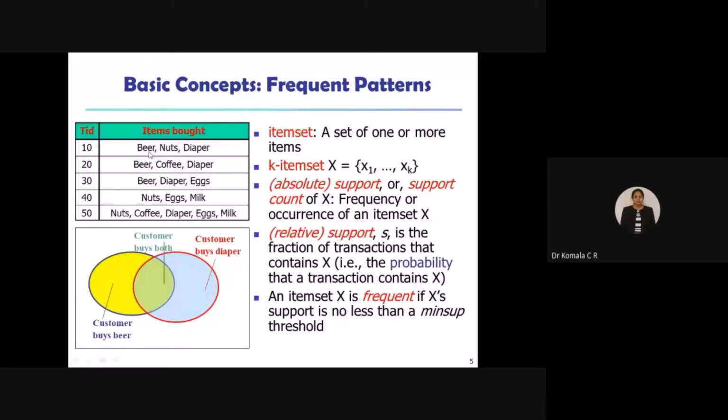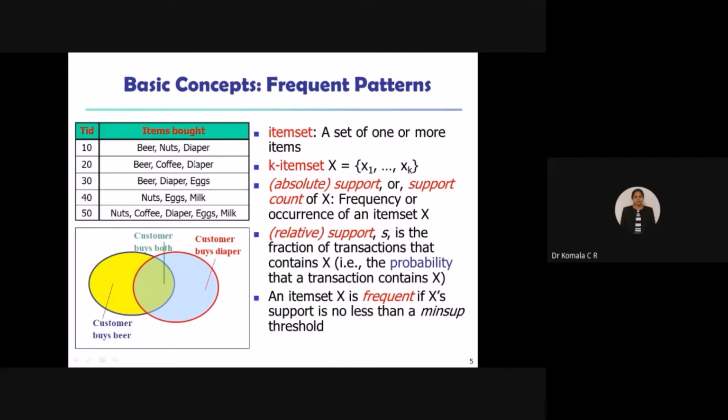purchase. Whoever is purchasing beer will also purchase nuts and diaper. Maybe another customer or some set of customers is buying beer, coffee, diaper. Another example, beer, diaper with eggs, nuts, eggs, milk. All these are the different products. You can write on your own. And nuts, coffee, diaper, eggs. Some example is taken here, right?